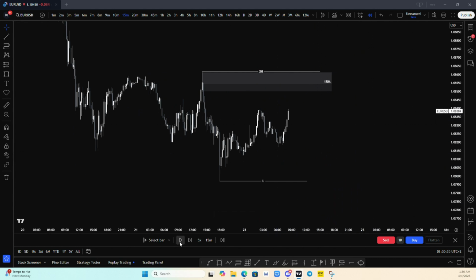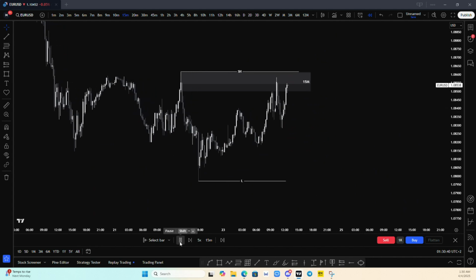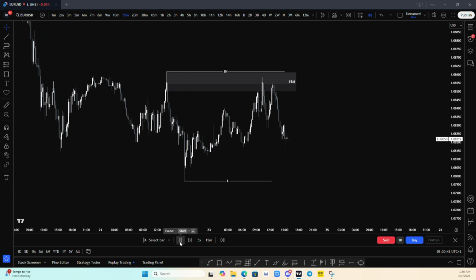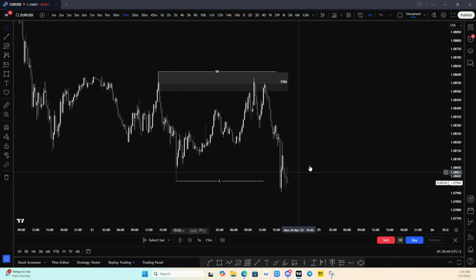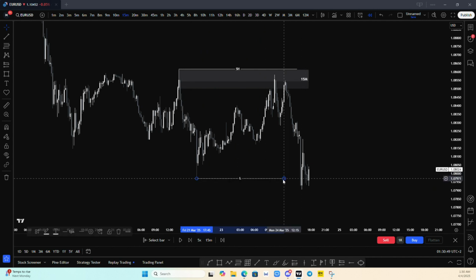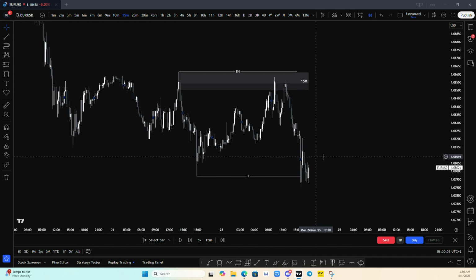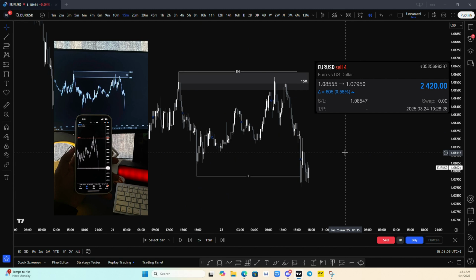When you play price here, we can see that price taps into our supply area there and pushes to the downside and violates our previous lower low. Okay, so basically our previous lower low is always our take profit. This trade setup was sent in our VIP group, and all my entries and the profits that I've made will be shown on the screen just right now.